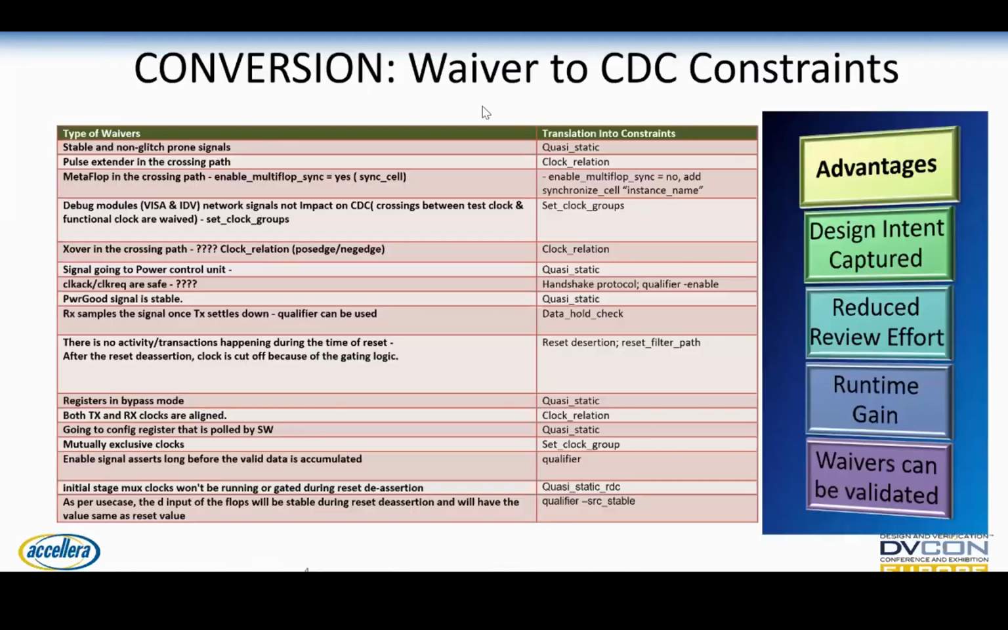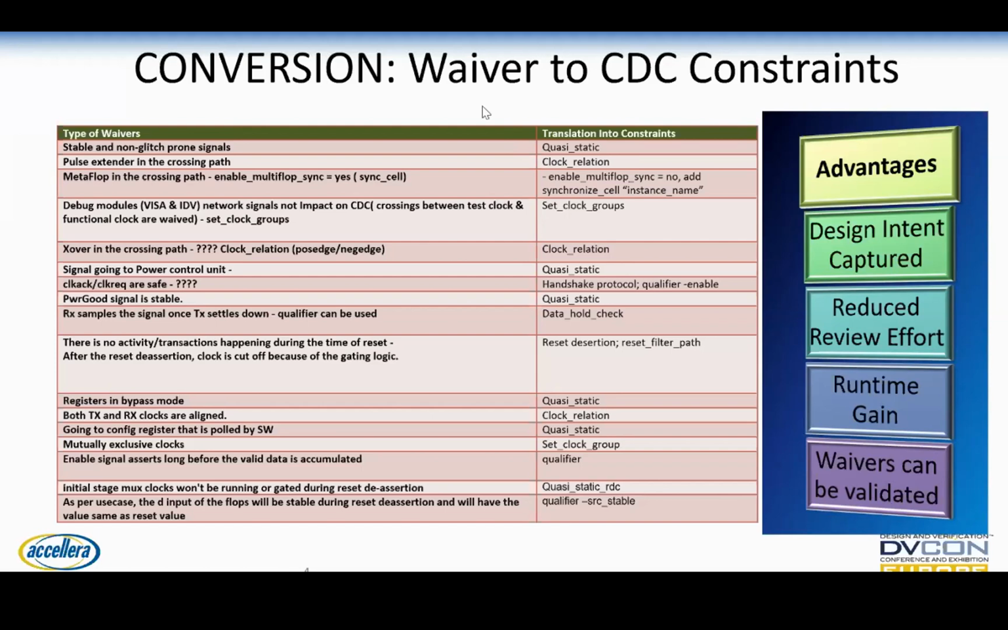Going next is the conversion of waivers to CDC constraints. The biggest pain point we have had is that the waivers we use can't be reviewed or validated, right? And there are a huge number of waivers in our SoC design. So the methodology initiative we have taken is, we tried to understand and bucketize the entire set of waivers which have been commonly used, right? And those commonly used waivers we translated into the equivalent constraints.